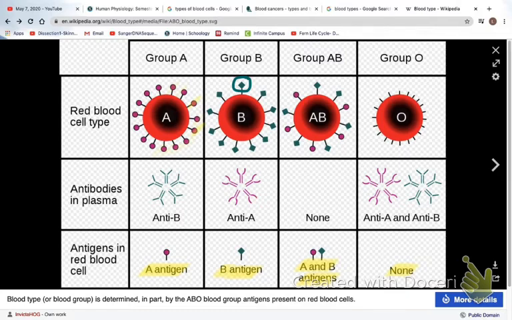Okay, you have type B blood, so you have B antigens. Your body recognizes the B, those teal diamonds. And if somebody accidentally gave you type A blood, your body would be like, oh, I don't recognize that. That is not something that's supposed to be here. So you have all these antibodies in your system. An antibody might go and clump and attach to that new blood that you got that it doesn't recognize.